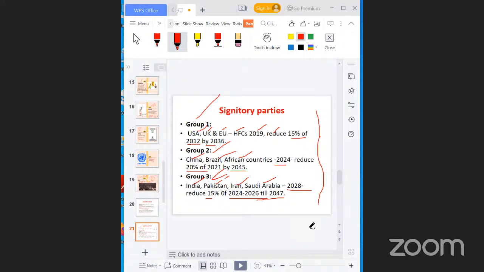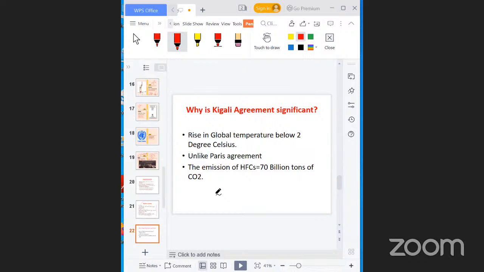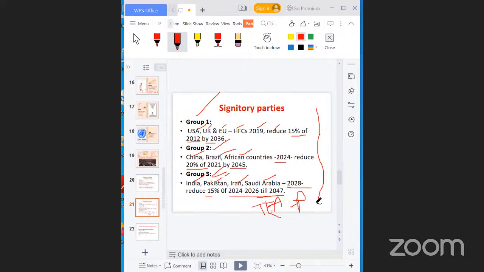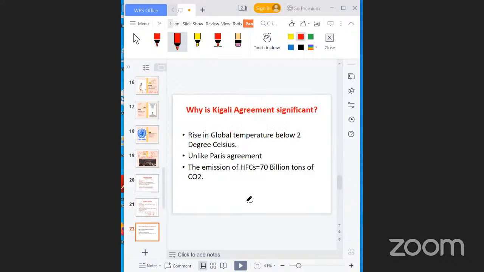So the Technology and Energy Assessment Panel, that is called TEAP, Technology and Energy Assessment Panel. So it will take a periodic review of the alternative technologies and products for their energy efficiency and safety standards, right? So next, why is the Kigali Agreement significant?